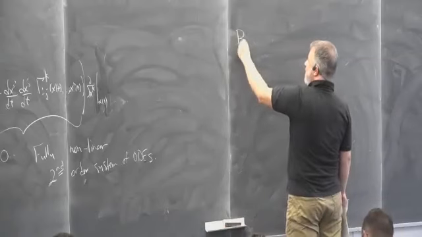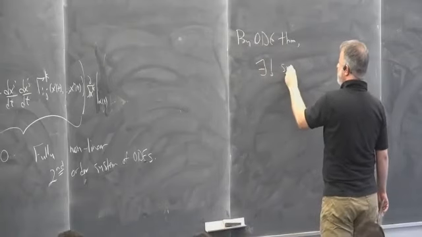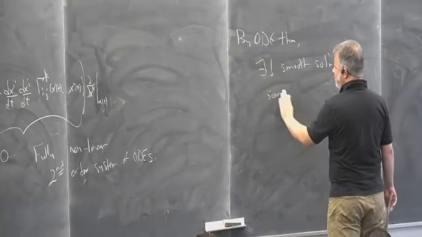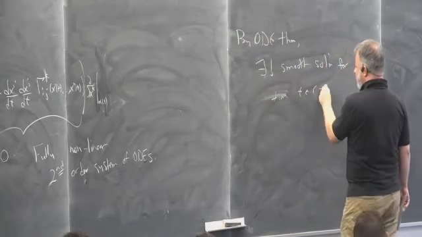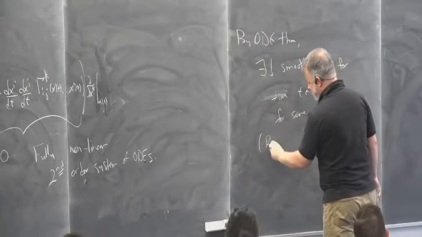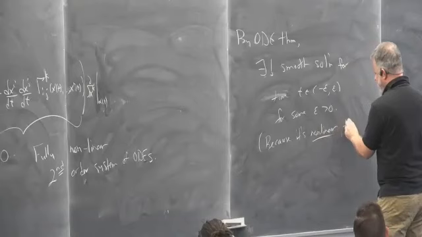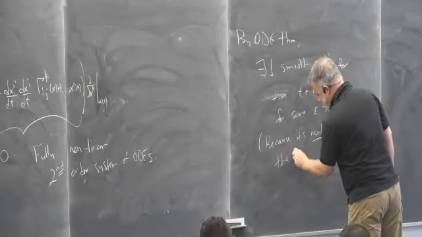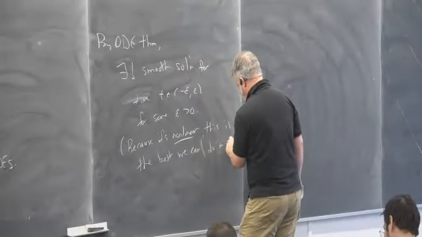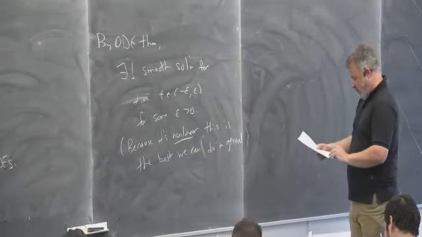Okay, so by the ODE theorem again, there exists a unique smooth solution for time t in minus epsilon, epsilon, for some epsilon positive. And because the equation is nonlinear, this is the best we can do in general. You can easily write down nonlinear ODEs where the solution exists only for finite time.